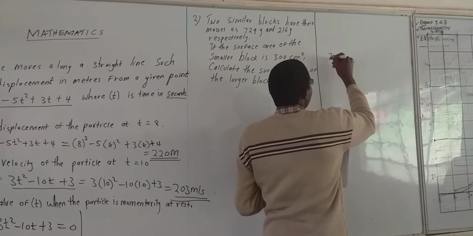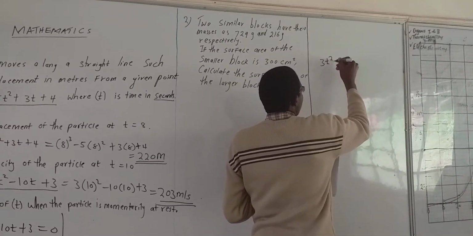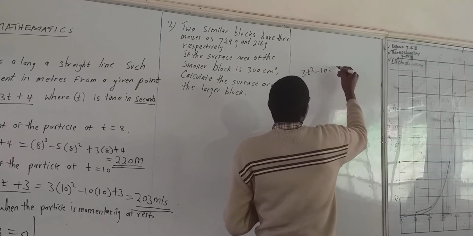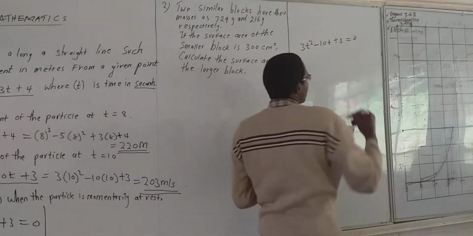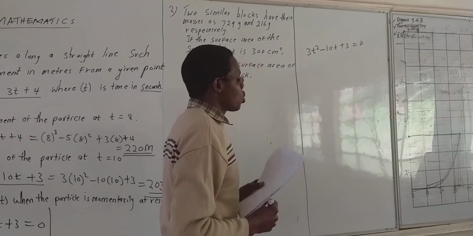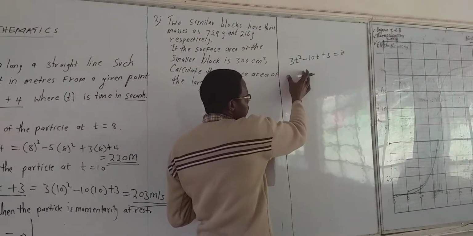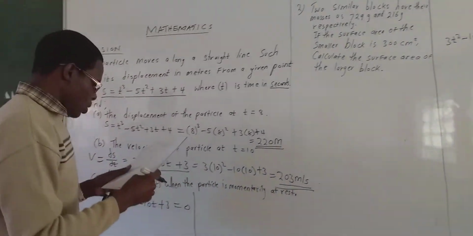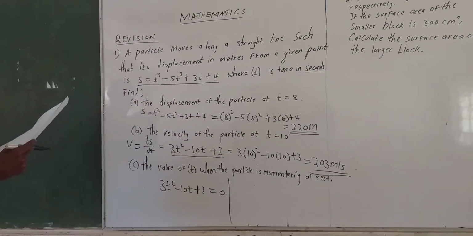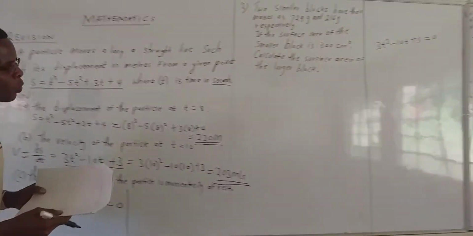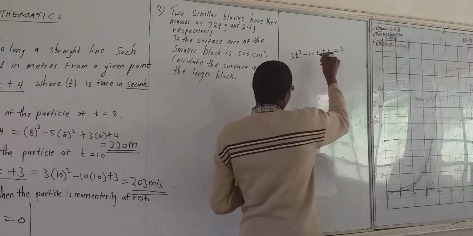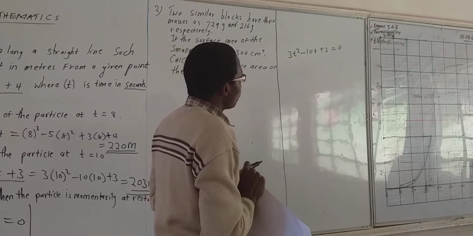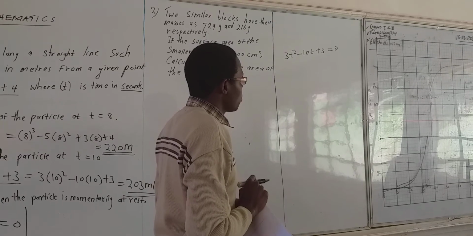We have 3t² minus 10t plus 3 is equal to 0. So what do we have to do? You come and factor. What is common here? You come and see this 9. You come and factor what we have here. Now, you can change this one without interfering with anything, because we want to search for two numbers.